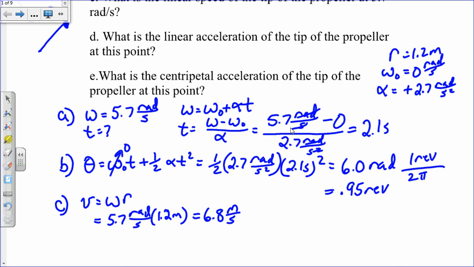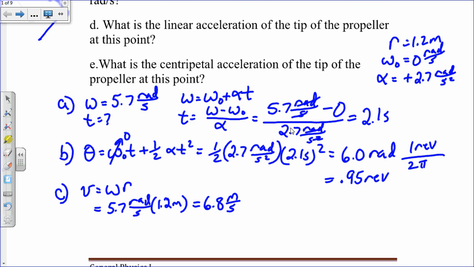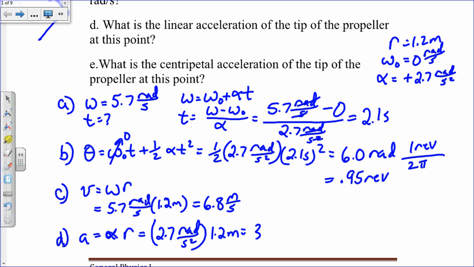I also want to know what is the linear acceleration of the tip of the propeller. In a similar way, a is equal to alpha times r. Alpha is 2.7, times r, which is 1.2. That gives me the acceleration, which is 3.2 meters per second squared.